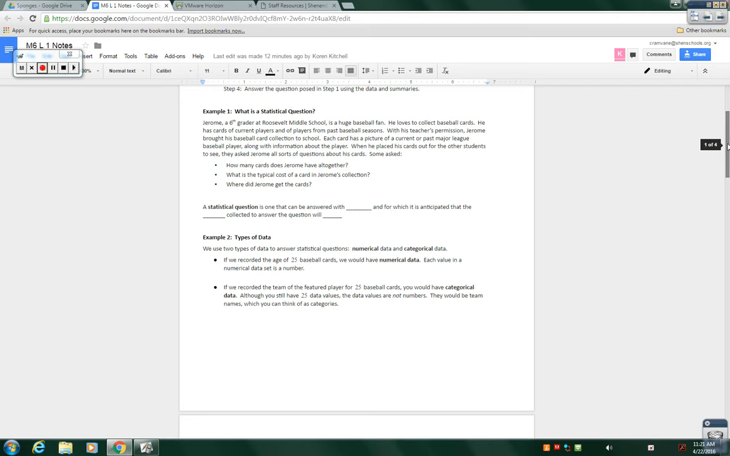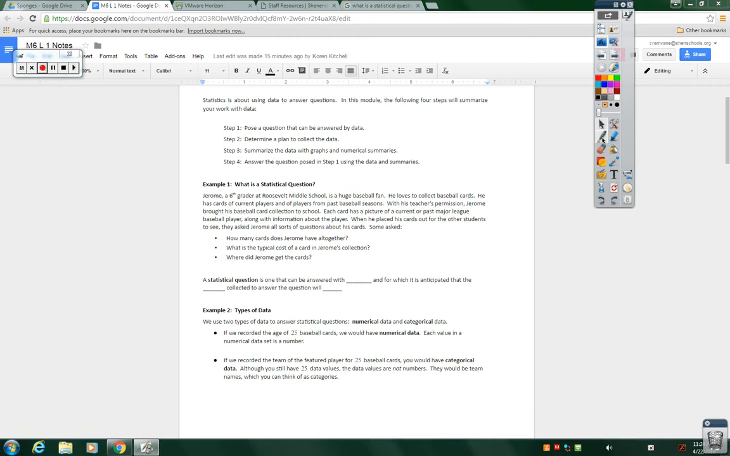When we placed his cards out for the other students to see, they asked Jerome all sorts of questions about his cards. Some asked, how many cards does Jerome have altogether? What is the typical cost of a card in Jerome's collection, and where did Jerome get the cards? The statistical question is one that will be answered with data.